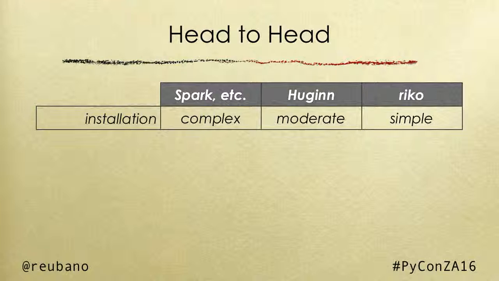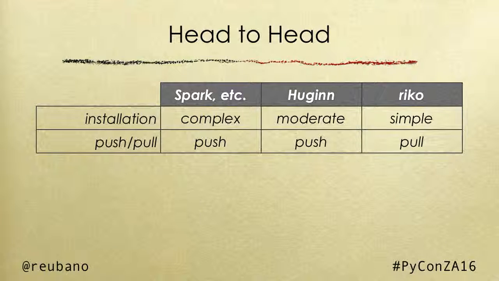Huginn is a Ruby library, and it's similar to if this then that, but it does some stream processing. It's a little easier to install, but it actually requires a database. Compared to that, riko is pure Python, and it's the easiest of all of them. The main difference is that riko is pull-based. As I was showing you before, in those examples, you call next on the stream.